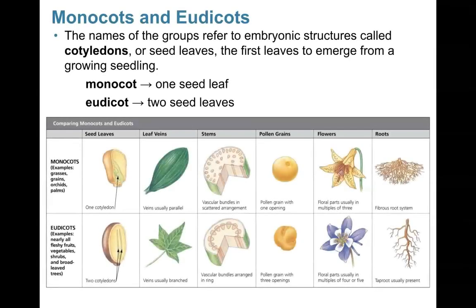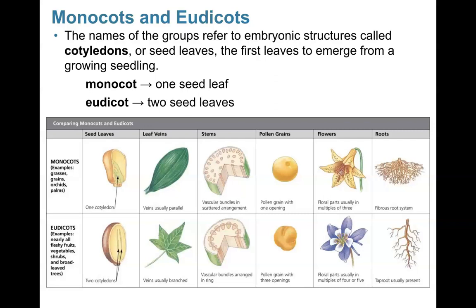Okay, first off, we have seeds showing up on the evolutionary timeline, and specifically, we have different types of seeds. And so what we see showing up are either monocots or eudicots. The names of the groups refer to the cotyledons. These are the seed leaves. These are the first leaves to emerge from a growing seed. So if you've ever tried to grow a seed, you see this growth spurt come out of it. Those are the cotyledons that are emerging from the seed.